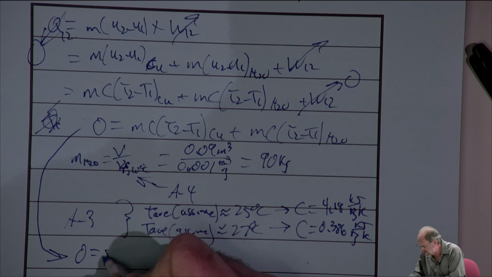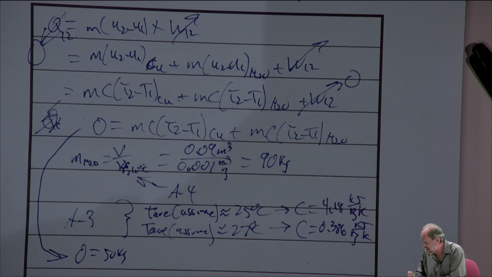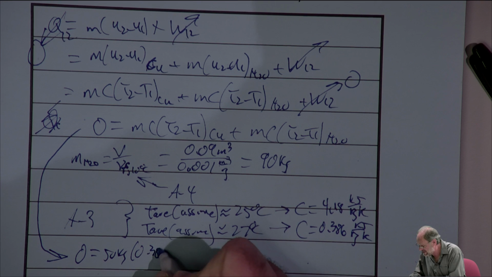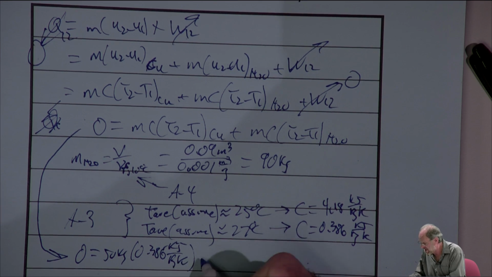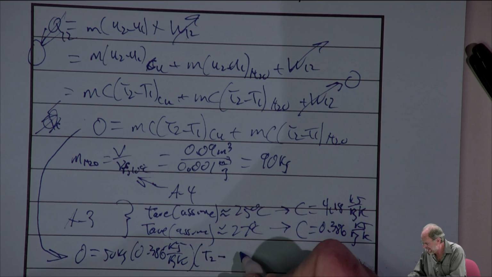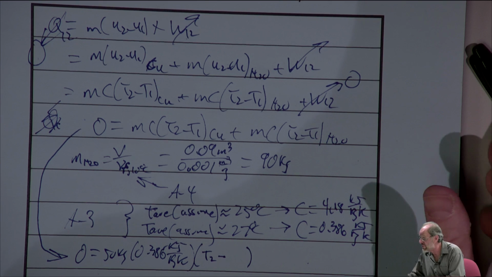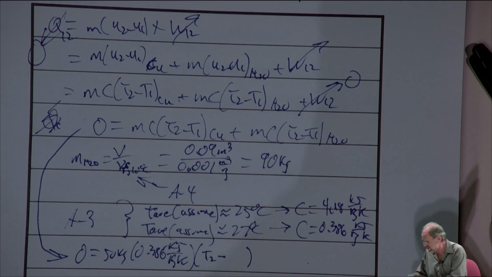So we're told that we have 50 kilograms of copper. Heat capacity, 0.386 kilojoules per kilogram per Kelvin, times T2 minus T1. And the initial temperature of the copper is 140 degrees Celsius.